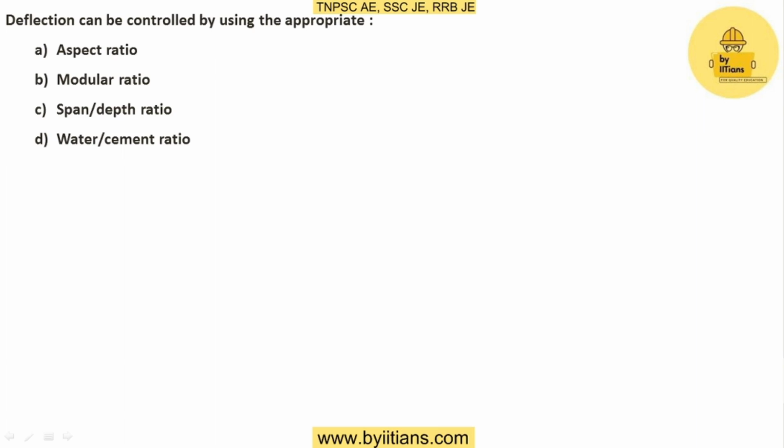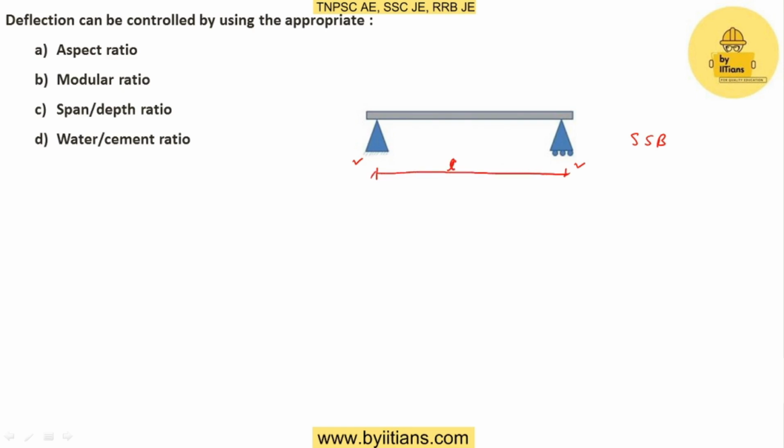In order to know the right answer, I would like to discuss a concept with the help of a beam. So in the beam it is having one end hinge support and another one is roller support. It is nothing but the simply supported beam of span length L, okay? And it is having a depth D.